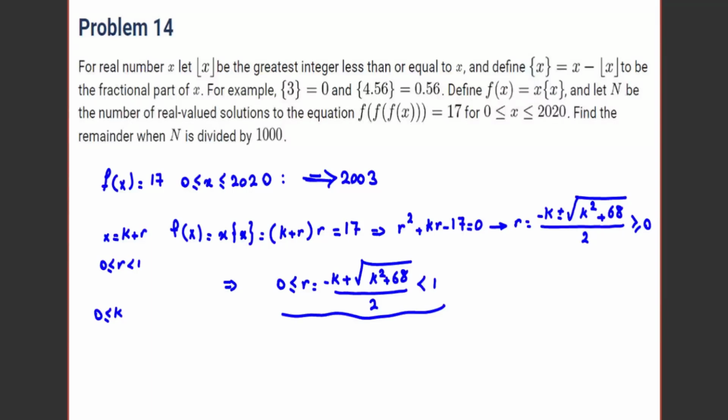I mean, this is always greater than 0. That's true, greater than or equal to 0. Why always greater than or equal to 0? Because the over 2 doesn't matter, and in the bracket it's k squared plus the square root of k squared plus 68. It's obviously correct. What about less than 1?